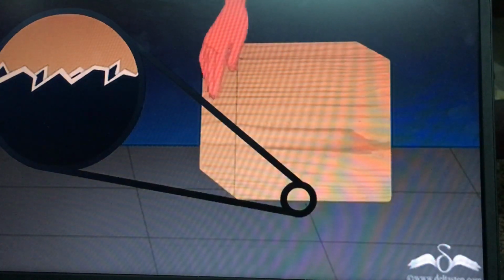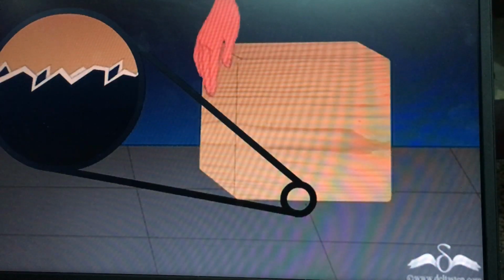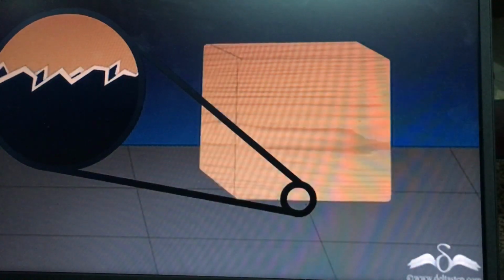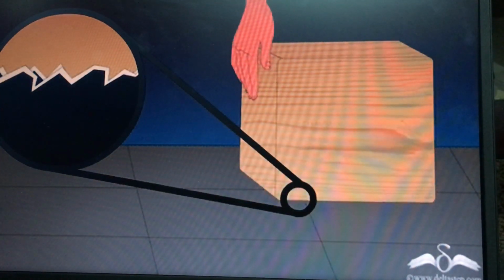Now let us recall, how is friction caused? Friction is caused due to many irregularities lying on the surfaces. So when these irregularities of the surfaces get interlocked with one another, friction is caused.